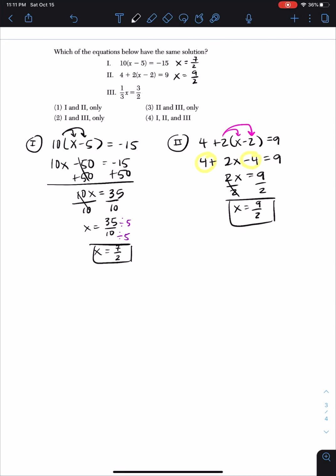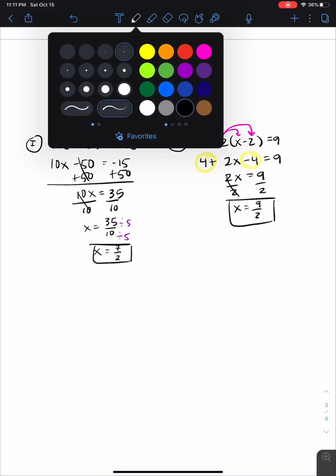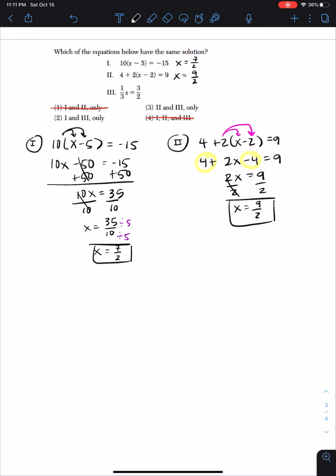So if we look at our answer choices, we can see that we can actually get rid of option choice 1 because it would say 1 and 2 only, and 1 and 2 do not have the same solutions. We can also get rid of option number 4 because we already know 1 and 2 do not have the same solution, so 1, 2, and 3 cannot all have the same solution. So based on the option choices, we're looking at the answer either being 2 or 3. So let's look at equation 3.